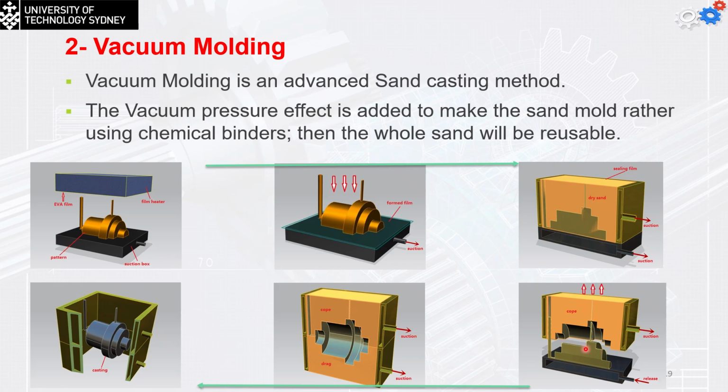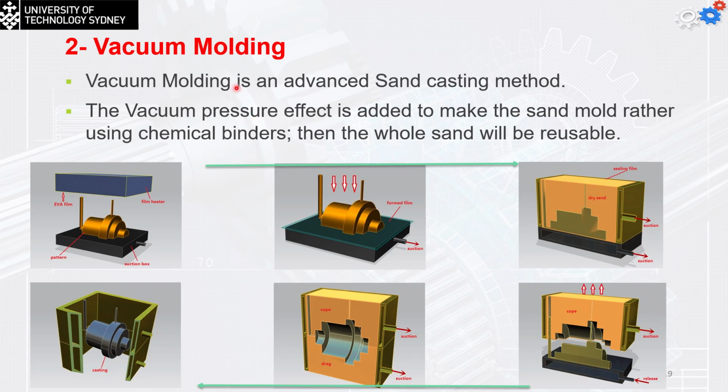Simply remove the pattern, have the 2 halves of the mold closed, fill the molten metal, and then we're going to have the casting part. Simply by stopping the suction, the whole mold will collapse, and thus we are going to be able to use the sand once again. It's going to be very clean and very easy to use.